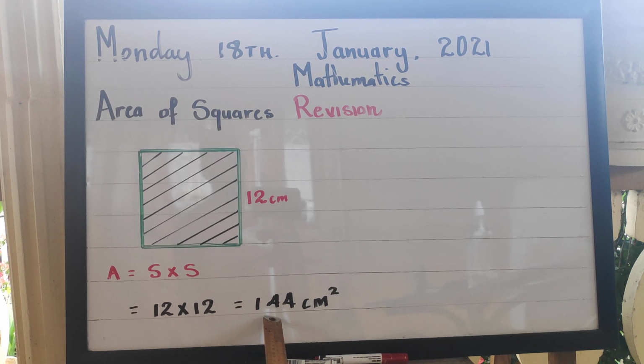But 144 what? Remember, we measure area in square units. It could be square millimeter, square centimeter, square meter, square kilometer. Because it's centimeter here, we're measuring in 144 centimeter square. Sorry about that. 144 centimeter square. So this is how we're doing it.